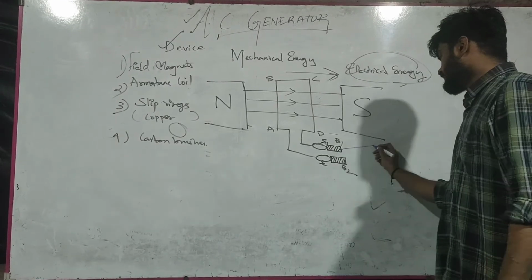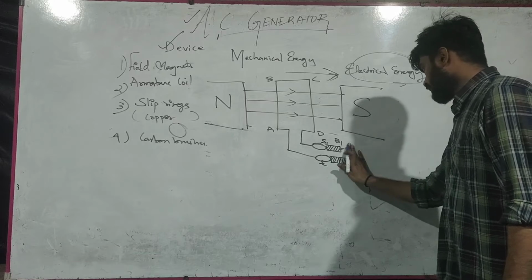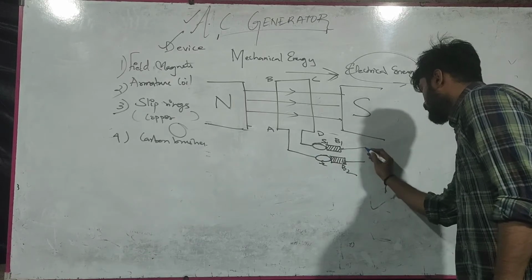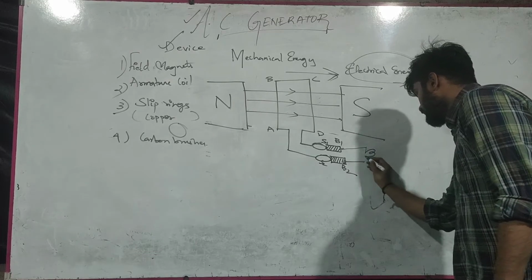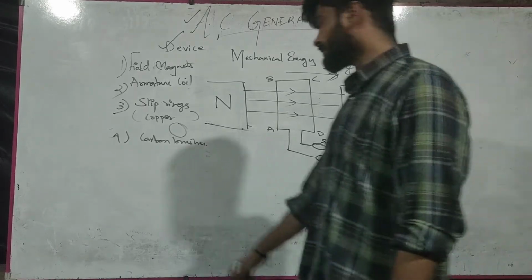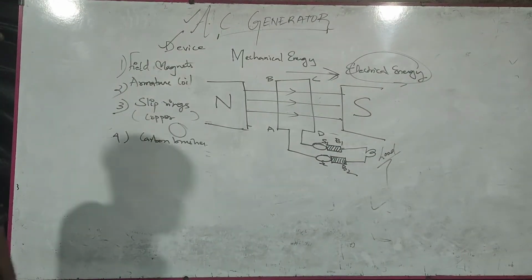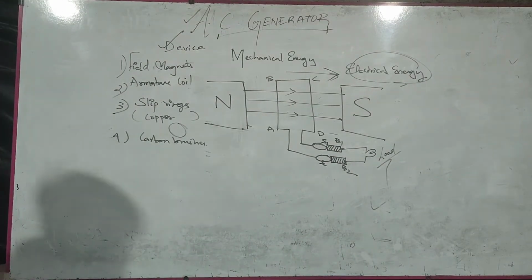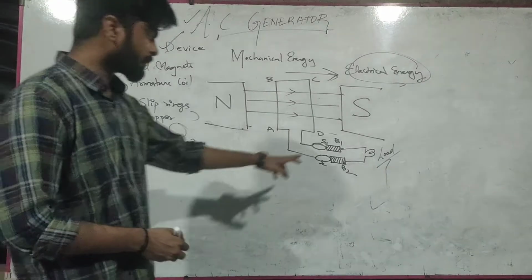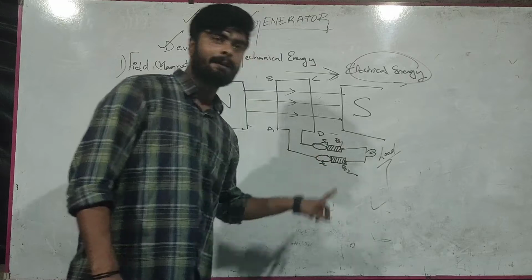And then these brushes are connected to a load, which will be a bulb. For instance, we will take a bulb as our load. So you can see armature coil, field magnets, slip rings, carbon brushes, and a load. What is the role of these slip rings?